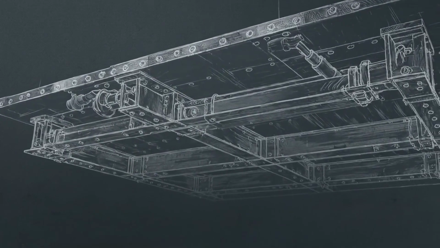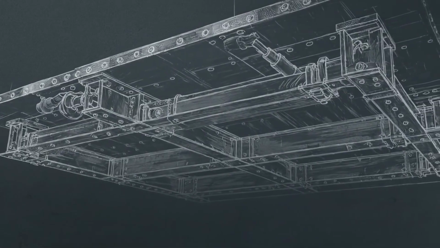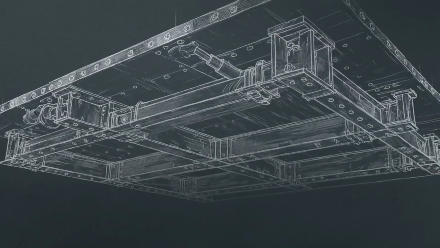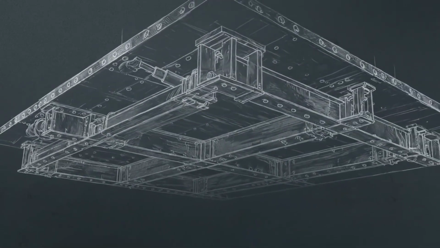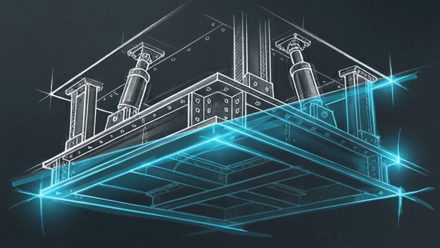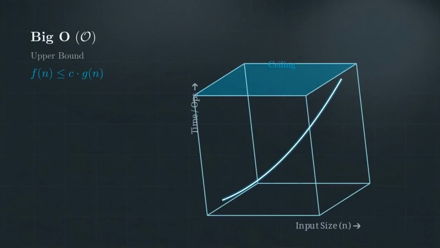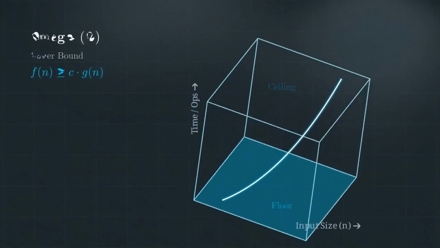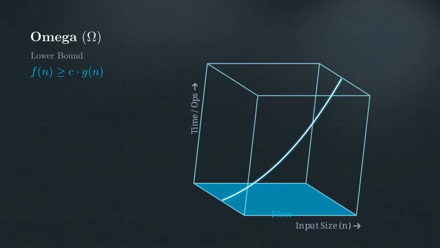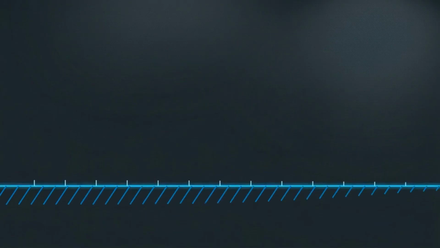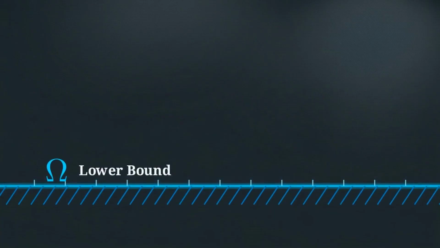Mapping an algorithm's maximum execution time gives us a useful safety margin. It tells us exactly how bad things can get. But capping the worst-case scenario only tells half the story of its true efficiency. To fully map out how software behaves, we have to flip our perspective. We need to pivot away from finding the upper limit and establish a mathematically proven minimum growth rate.